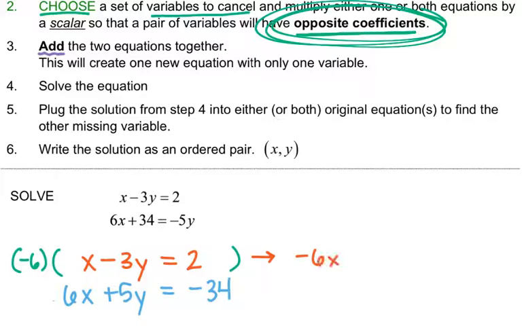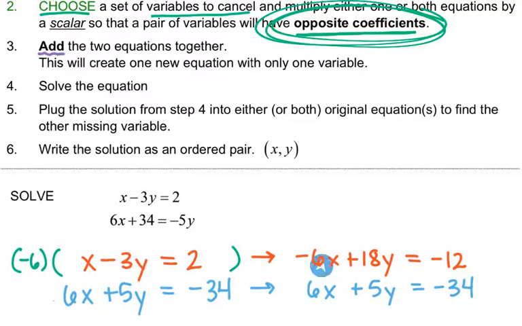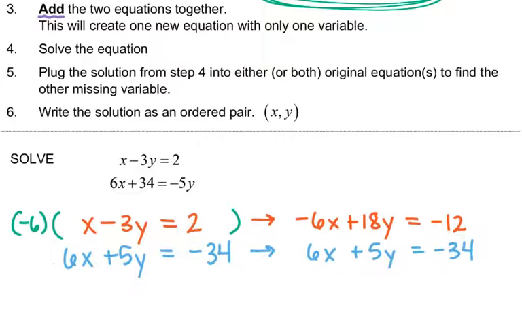So what does that change this top equation to? I have negative 6x plus 18y equals negative 12. My bottom equation will remain the same, so I'll just rewrite that. 6x plus 5y equals negative 34. Once we have those opposite coefficients that we've created using a scalar multiple of our choice, we're going to add the two equations together. This will create one new equation with only one variable.